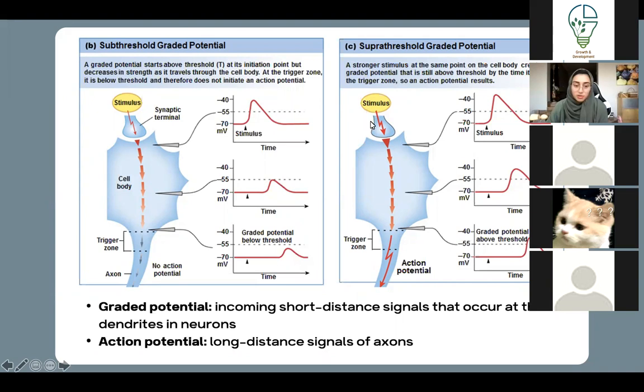But if you have a stimulus that's a lot stronger, even though its strength is going to decrease as it travels across the cell body, once it gets here it's still past the threshold at the trigger zone, the axon hillock. So that means it's going to cause an action potential. But if it's very weak, meaning it's sub or below the threshold, it's not going to cause an action potential. So that's the sub-threshold graded potential and the supra-threshold graded potential.